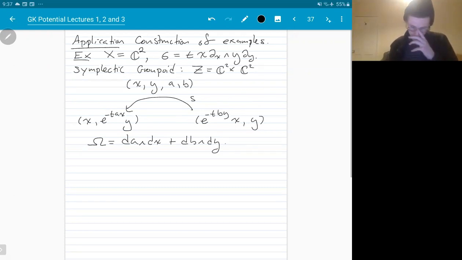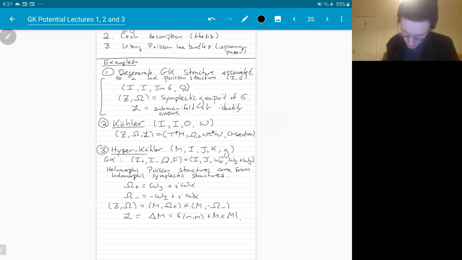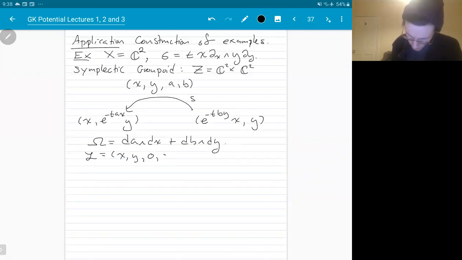So this Z is actually a symplectic groupoid. It's not just a Morita equivalence, it has more structure. Remember, I mentioned in this first example, you get a canonical, really degenerate generalized Kähler structure where the form is just 0, by taking L to be the identity arrow. In this case, it would be x, y, 0, 0. So this is a boring example.